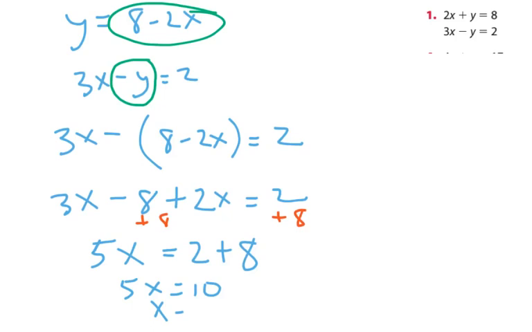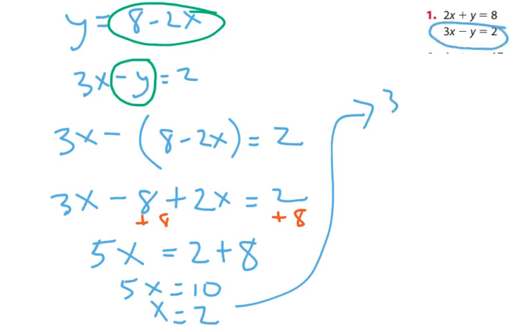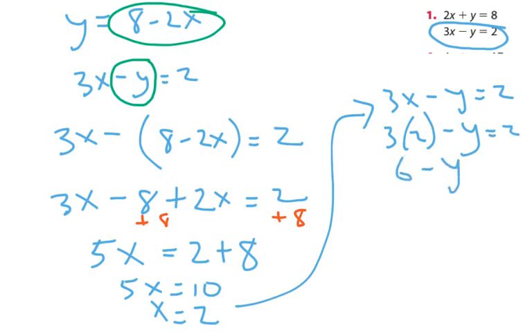That means x is equal to 2. Now if x is equal to 2, then if I look at this equation here, 3x minus y is equal to 2. 3 times 2, because that's the value for x, minus y is equal to 2. 6 minus y is equal to 2. y is equal to 4.